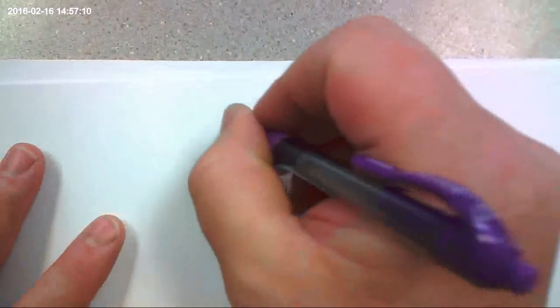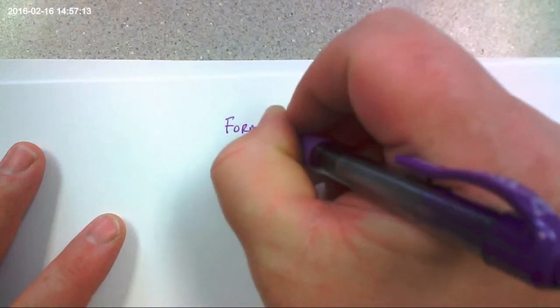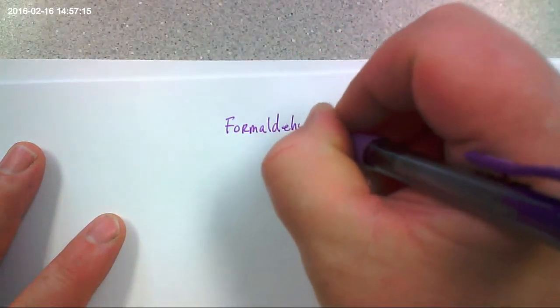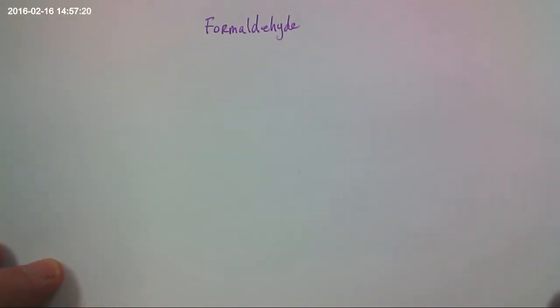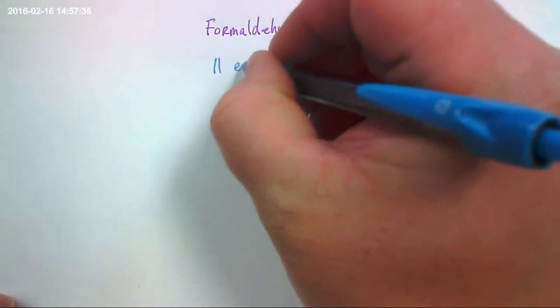There's a jar filled with formaldehyde. You know what formaldehyde is? No? Let's see if I can spell it right. Formaldehyde. I think that's how you spell formaldehyde. So there's a jar with formaldehyde, and floating in the formaldehyde there are 11 eyeballs.